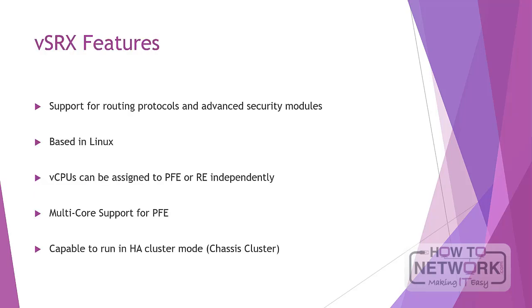Okay, let's now talk about the Juniper vSRX. All right, when it comes to features, the vSRX doesn't fall short of the other SRXs. It has support for the full routing protocol image from Juniper, and it can also run advanced security modules. It's got a Linux-based kernel. Its virtual CPUs can be assigned to PFE or RE independently, which is great and part of the flexibility of using virtualization. It has multi-core support for the packet forwarding engine, and it's also capable to run in a high availability cluster mode. In the previous versions of Juniper vSRX, that wasn't possible, but it is possible now.